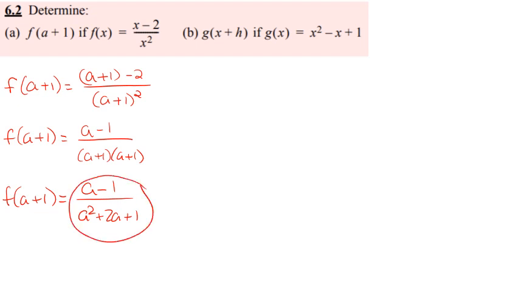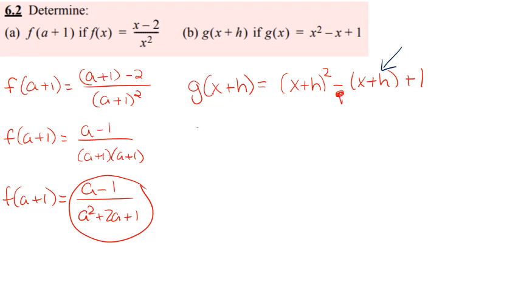Okay, so the next one, I'm going to plug in x plus h. This one's a little bit more confusing because you're plugging in two variables. So this is going to be (x plus h) squared minus (x plus h) plus 1. So here, remember I said with the last problem, remember to use parentheses. Here it is so important that you put parentheses around x plus h because if you don't, you're going to forget to distribute. So now I'm going to distribute this minus sign right here.